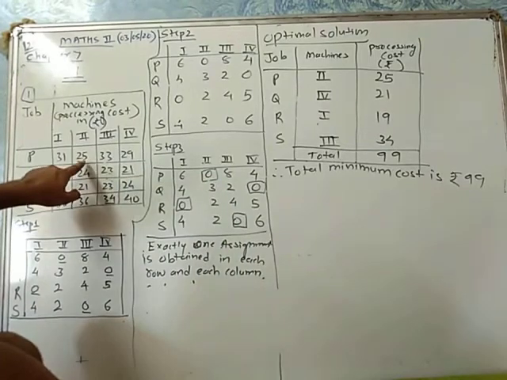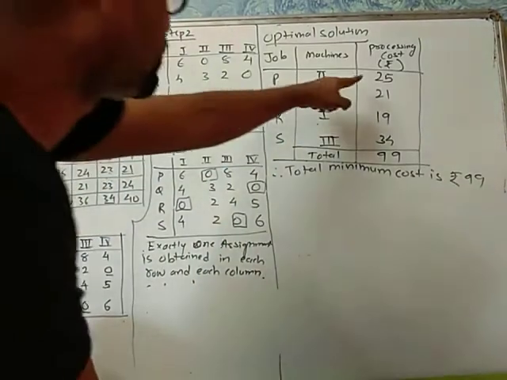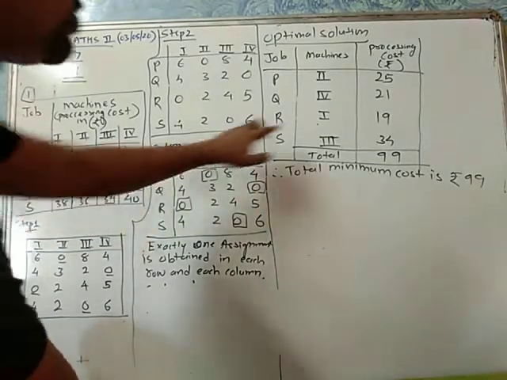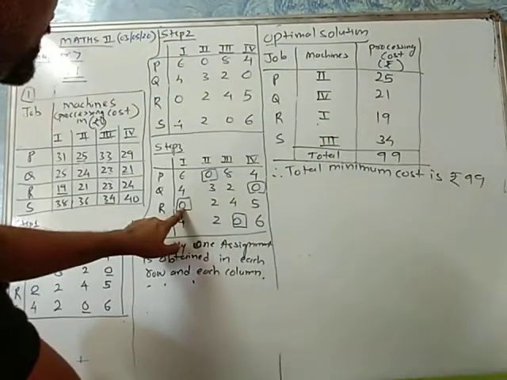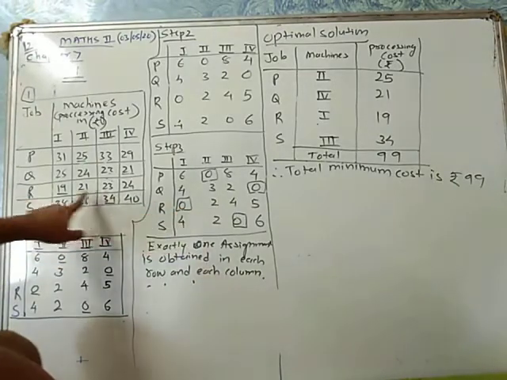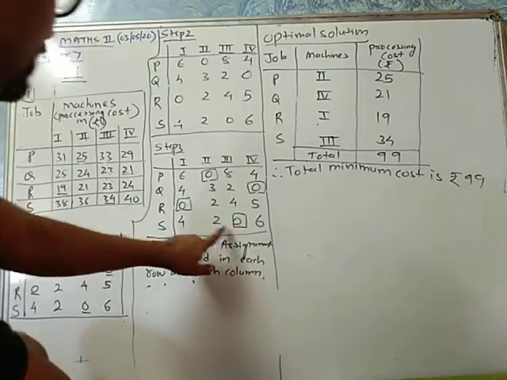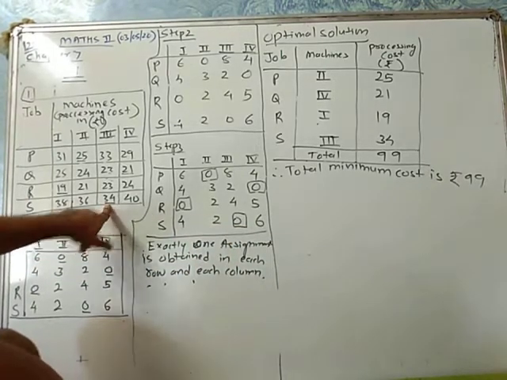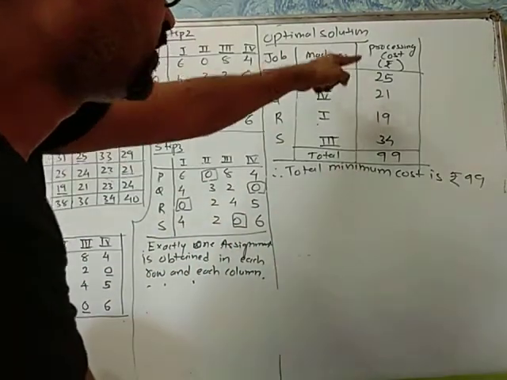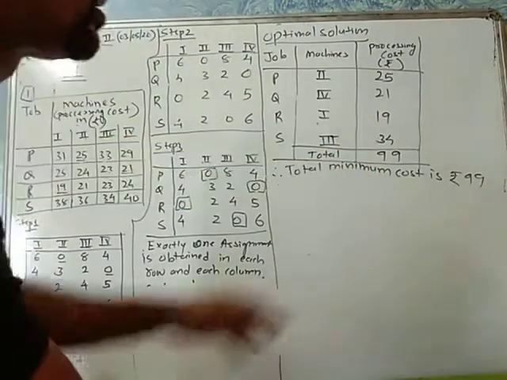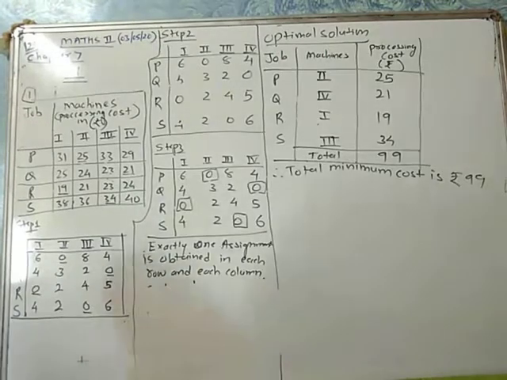Here there is a 25 rupees cost, so we will write 25. Here in the second row there is 21 rupees, so we will write 21. Here in the first column there is 19 rupees, so we will write 19. And here in the question there is 34 rupees, so we will write 34. When we add these, total cost is 99. So total minimum cost is rupees 99. This is the answer.